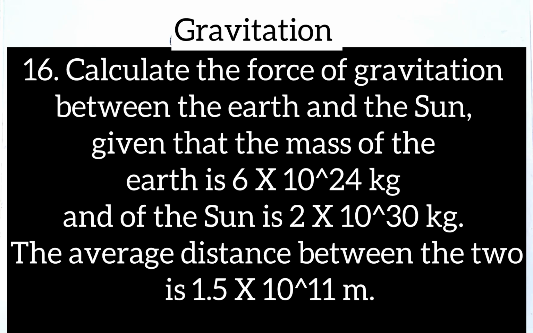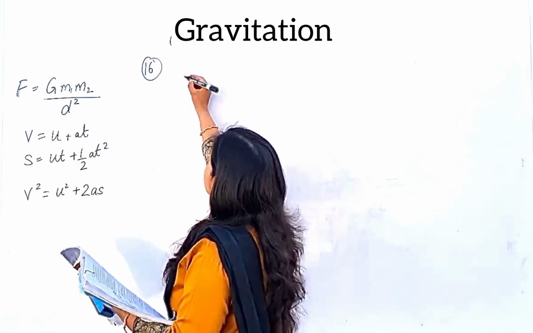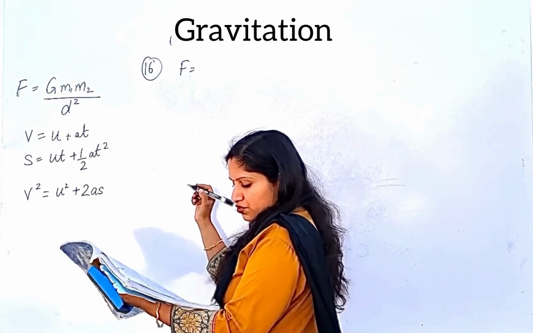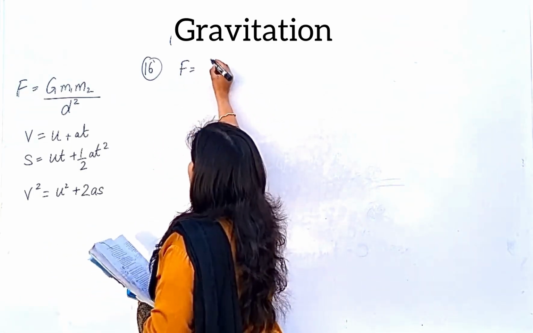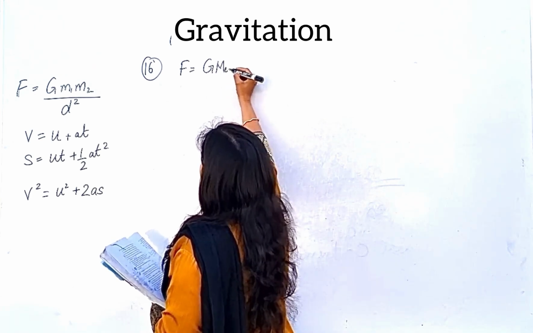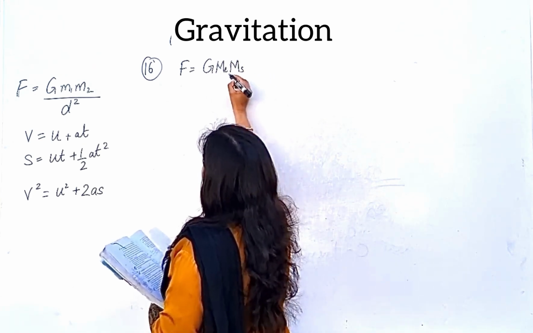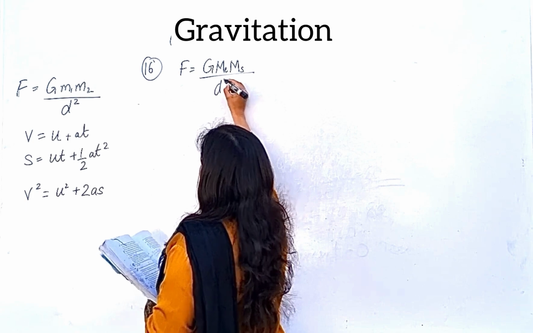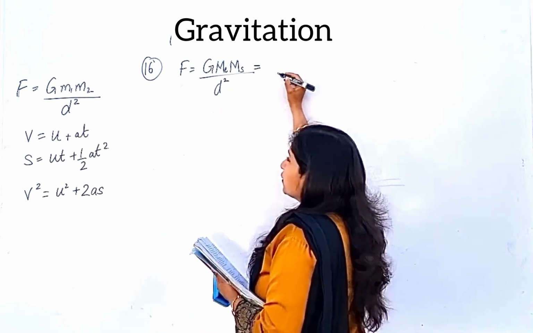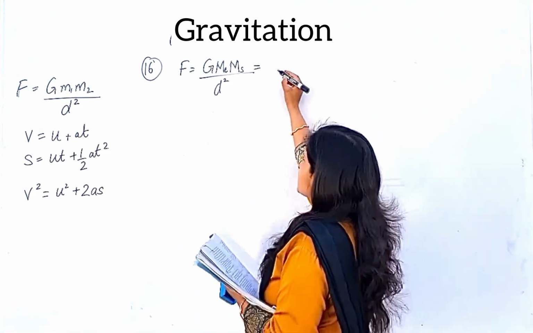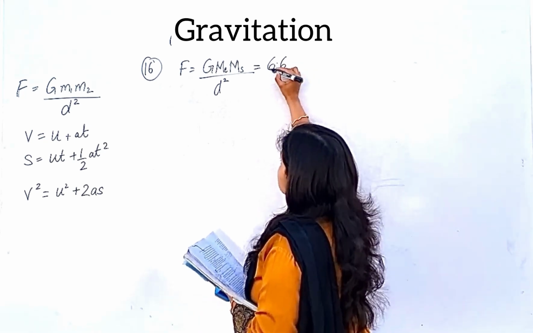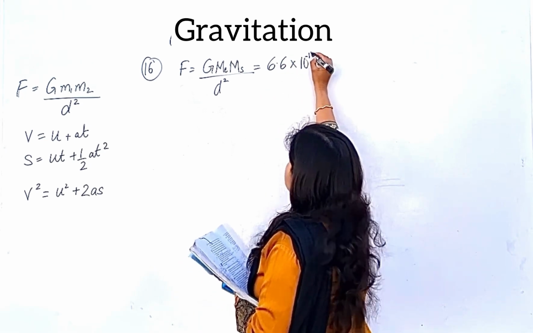Now coming to question number 16. Calculate the force of gravitation between Earth and Sun. For Earth and Sun, how much is the gravitational pull? Let's see that. So you have to calculate the gravitational force of attraction between Earth and Sun. The formula will be capital G, mass of the Earth, mass of the Sun, upon the distance between the two, whole square. Putting the values, the value of capital G is a constant. It's 6.67. I'm just taking it as 6.6 into 10 to the power minus 11.